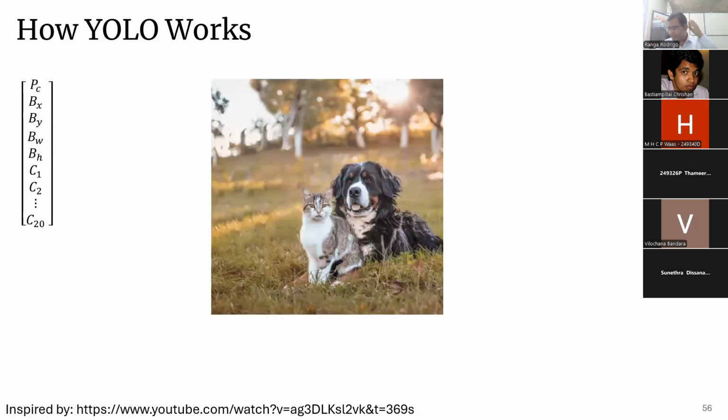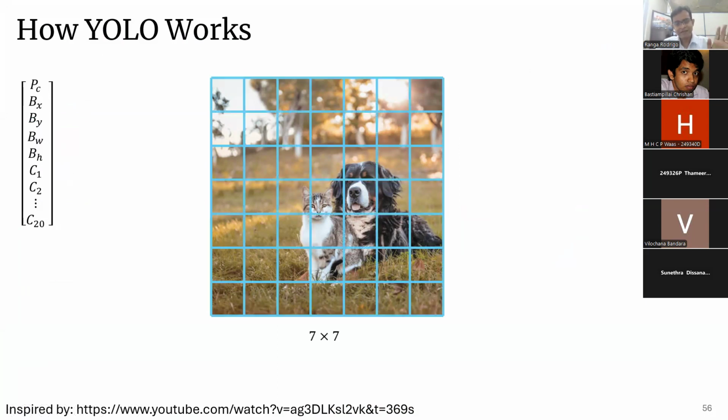Okay. Now let's take this image. This image has a cat and a dog. Now we lay a 7 by 7 grid on that image, and you can see different grid cells. As a human being, you can understand which class is maximized for those grids, right? For example, I'm taking only 3 classes: the cat class, the dog class, and the tree class.